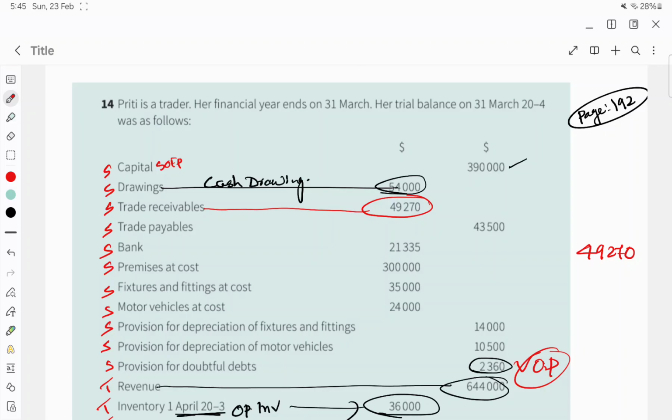So 49,270 minus that 150 will be your actual trade receivable. So it will be 49,120. This is your trade receivable actual balance. Because if it is given in your additional information, that amount is not deducted from this. That is, after preparation of the trial balance you found that a new additional bad debt is written off. So this is the real figure.